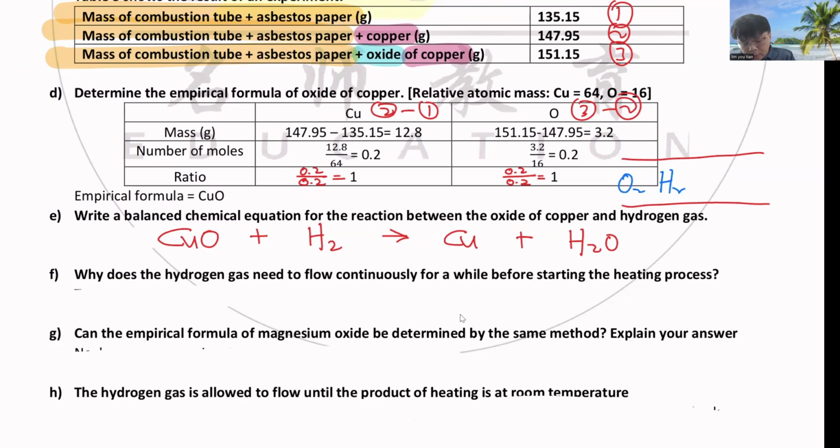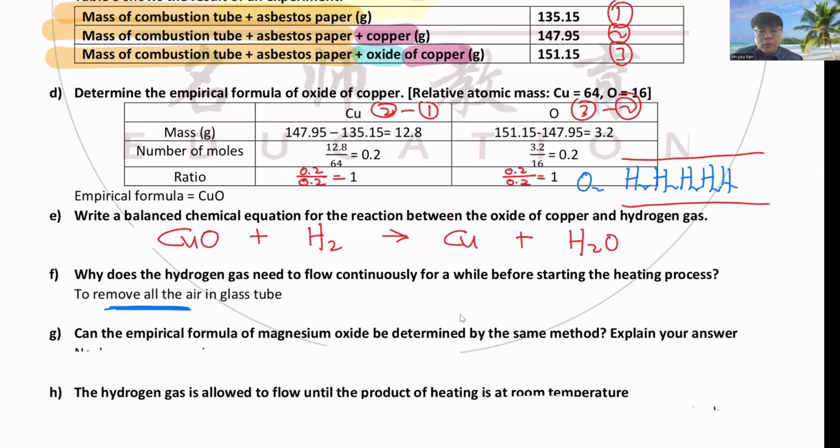So in this case, we need to continue to flow the hydrogen gas in. Because if you keep flowing hydrogen gas in, you are forcing the oxygen to go out. You keep flowing, flowing, flowing, so you actually remove all the air. Once all the air is removed and inside there is only hydrogen, when you heat, an explosion won't occur. So this is the idea.